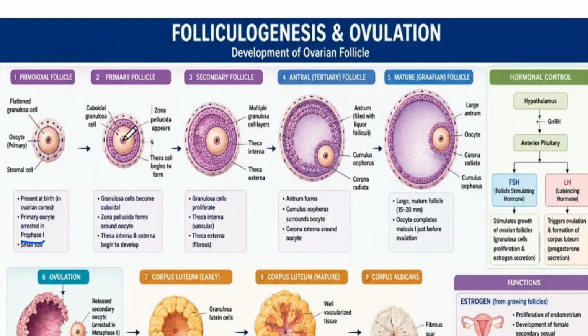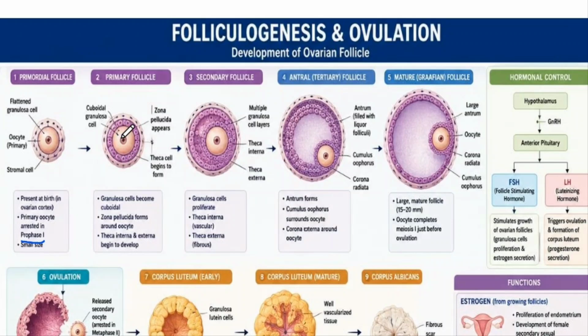Next, the primordial follicle develops into a primary follicle. The follicular cells become cuboidal and begin to multiply.